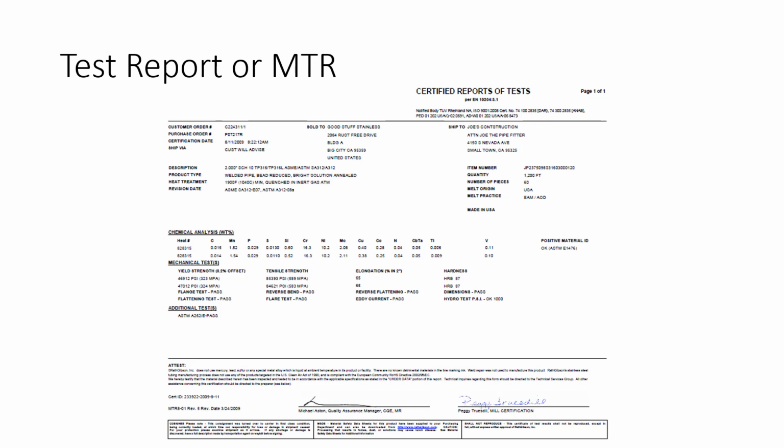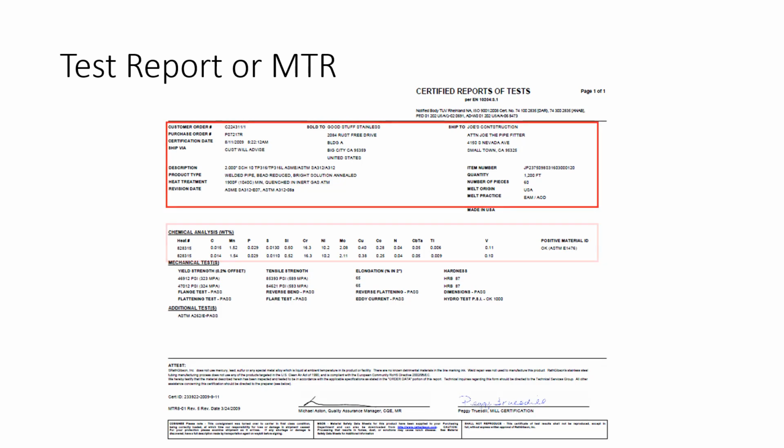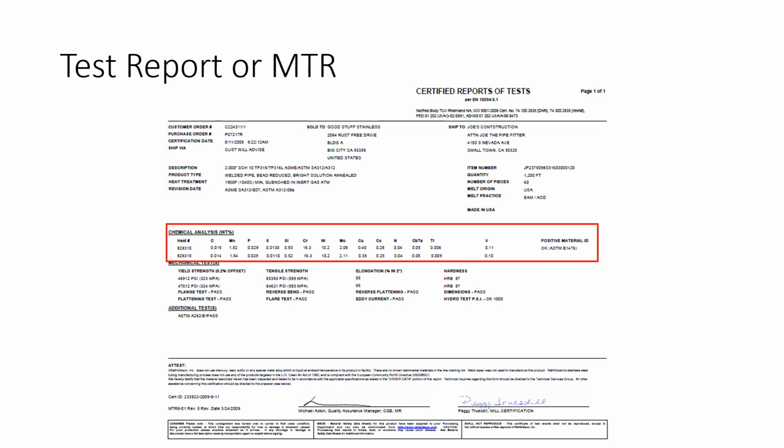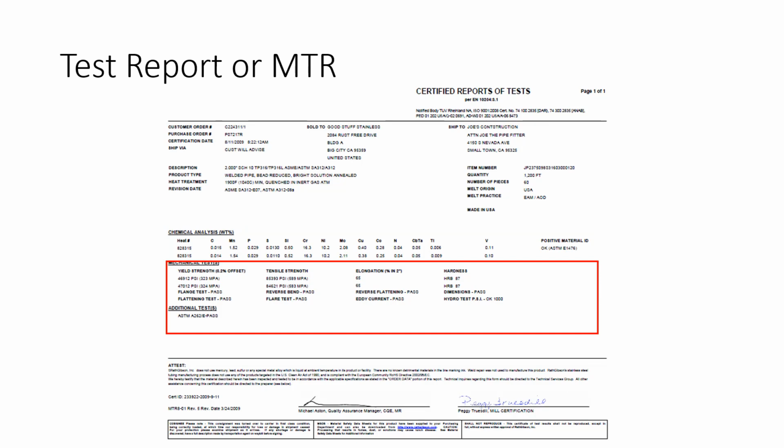The MTR form can be broken down into 3 main segments of information. The first being the general order information. The second being the chemical properties of the metal. And the third being the mechanical properties of the metal.